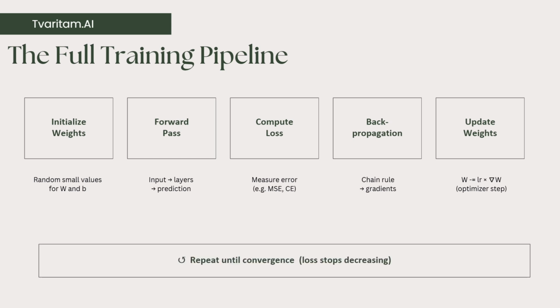And we repeat this until convergence. Note that weight initialization only happens once at the very beginning, but the other 4 steps are repeated in every epoch. So we repeat this epoch after epoch until the loss stops decreasing or we have reached the fixed number of iterations. One complete pass through the entire training dataset is called an epoch.